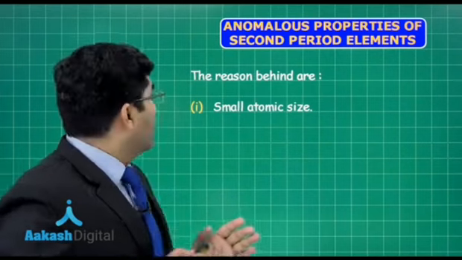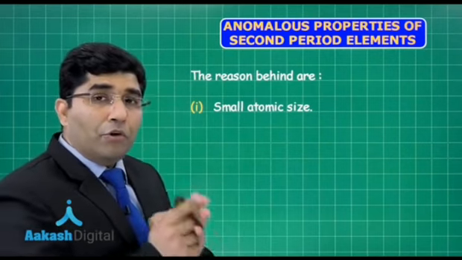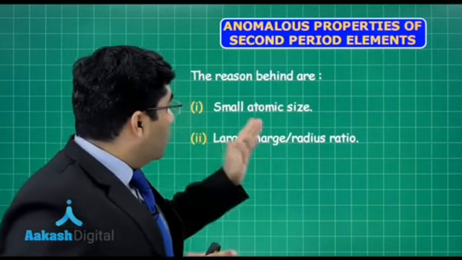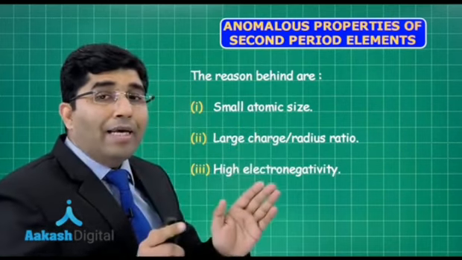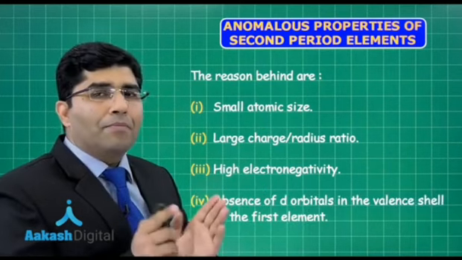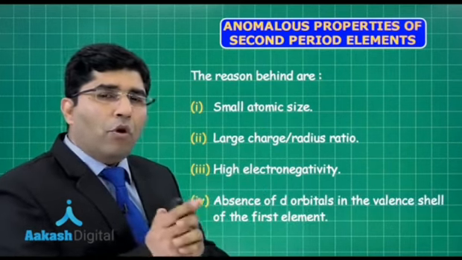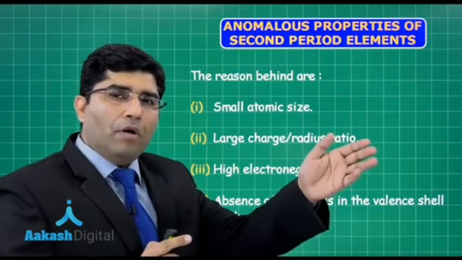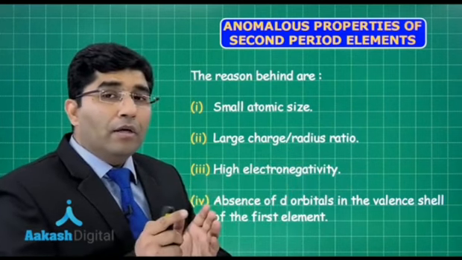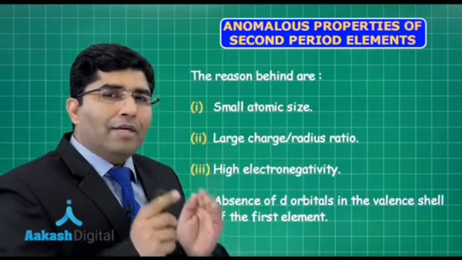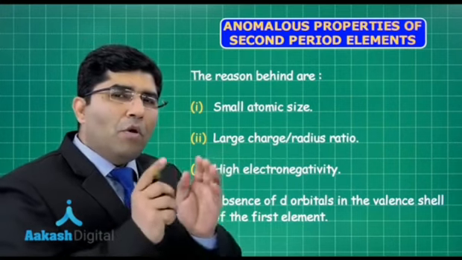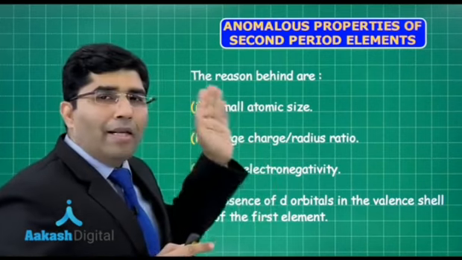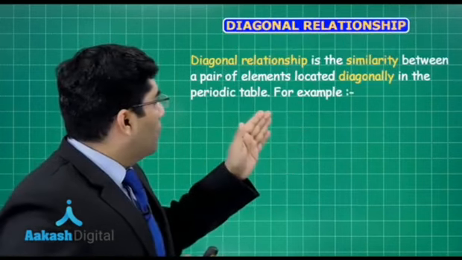Small atomic size, first one. The second is the small charge to radius ratio. Third one is high electronegativity, and the fourth one is absence of vacant d orbitals. So all these things you will study in chemical bonding, S block and P block. Right now, we are just taking small information about these types of properties of elements. Right? Now, next is diagonal relationship.